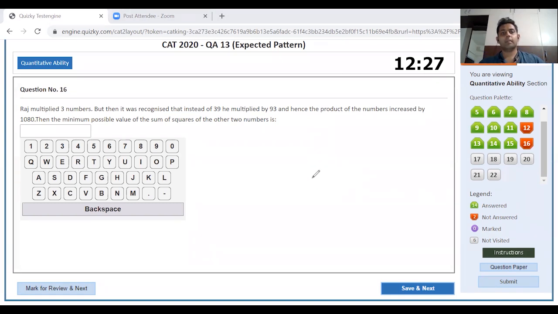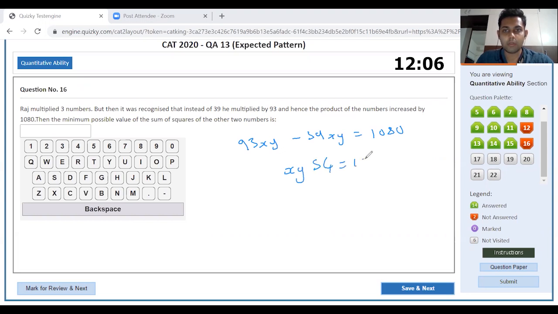In which one had to just check all the evens, and multiply three numbers to recognize that instead of 39, you multiply 93. Hence the product increases by 1080. So 93xy minus 39xy is equal to 1080. 54xy is equal to 1080. So xy is equal to 20.